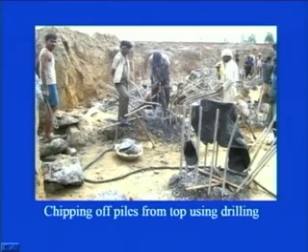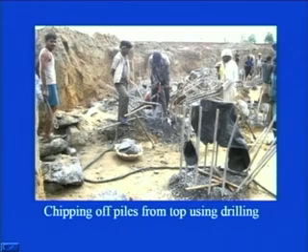Now, how do you chip off the pile? Once the concreting is done, and we really go for M30 grade of concrete, and if the compaction has been done properly, it becomes really difficult to chip off the concrete from that particular pile. So, with the help of this drilling machine, they just chip off that particular concrete.